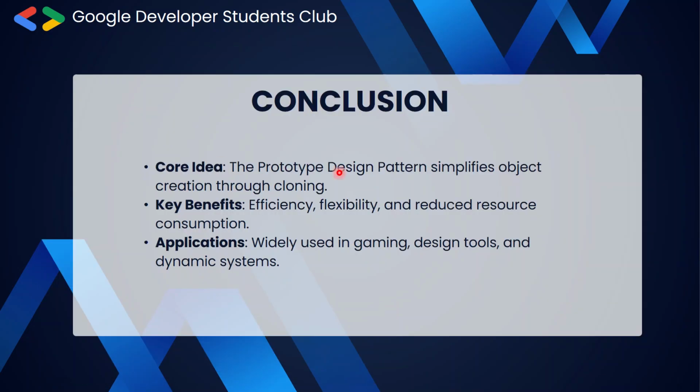So this is the code, not exactly this code, but the code is in Java, and I'm not showing it here. Conclusion: the core idea is that the prototype pattern simplifies creation by cloning, keeping speed and efficiency, flexibility, and reducing resource consumption. And the last one is applications: gaming, design tools, and dynamic systems.